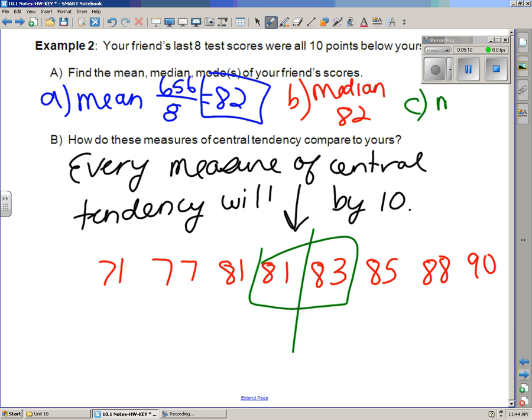Now my mode is going to be the score that repeated but dropped by 10. So my mode then ends up becoming 81. The range doesn't change, and that's something that you should understand. So while the measures of central tendency decrease, the range stays the same.